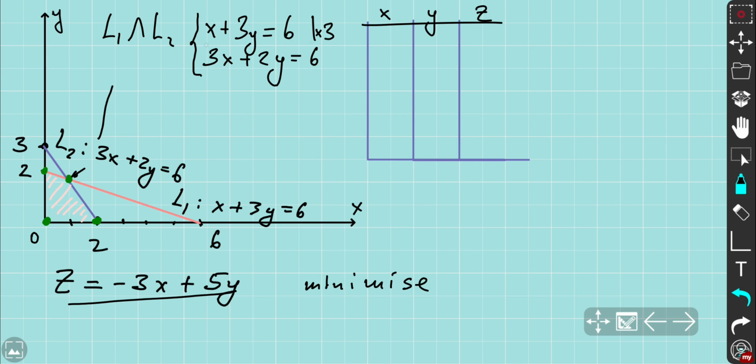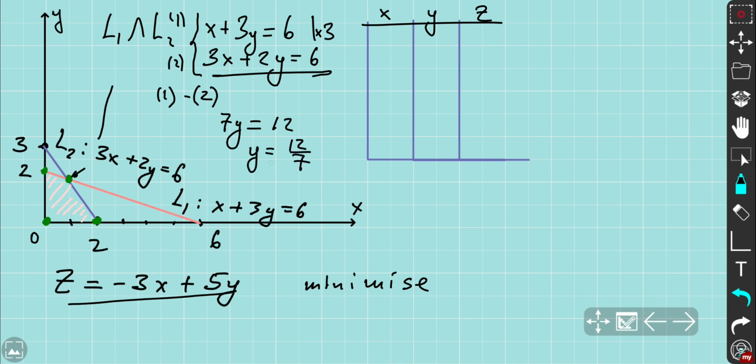So I multiply the first equation by 3, and then I subtract the bottom equation from the first one. As a result, the 3x will be cancelled, so here will be 9y minus 2y. It's going to be 7y equal to 18 minus 6, which is 12. So the y coordinate for that point is going to be 12 over 7.